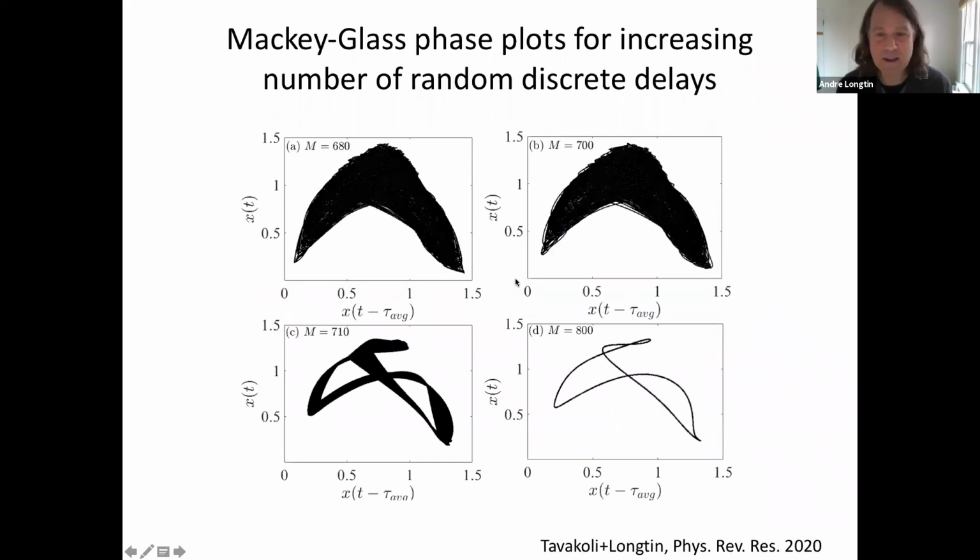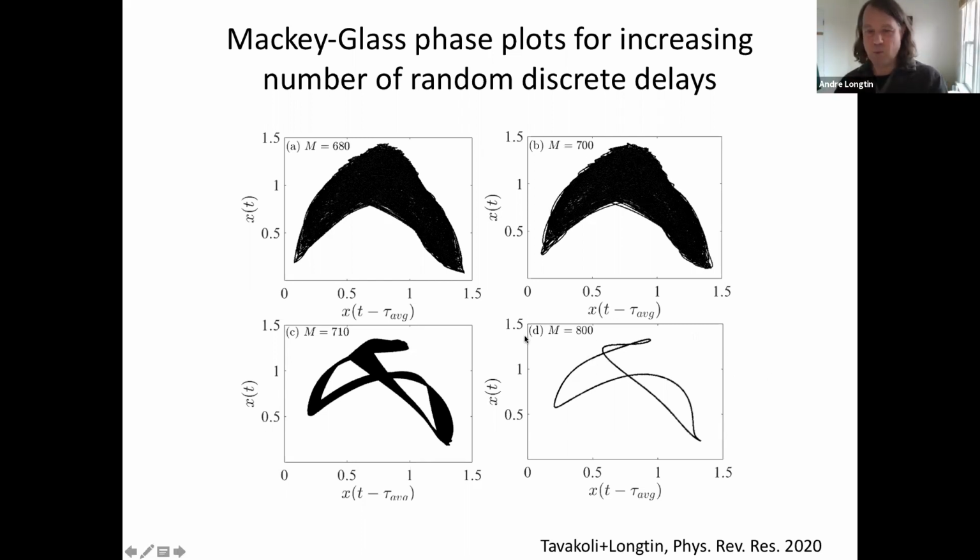Well, here's 680, here's 700. These are the attractors, projected in 2D, using the average delay as your other embedding delay. And 710, 800. You can reduce the complexity dramatically by adding more delays. And there are these weird bifurcations going on in the network as you increase delays. So it might be that the rhythms I've been talking about are actually multi-delayed systems, but you're operating them from the chaos side.